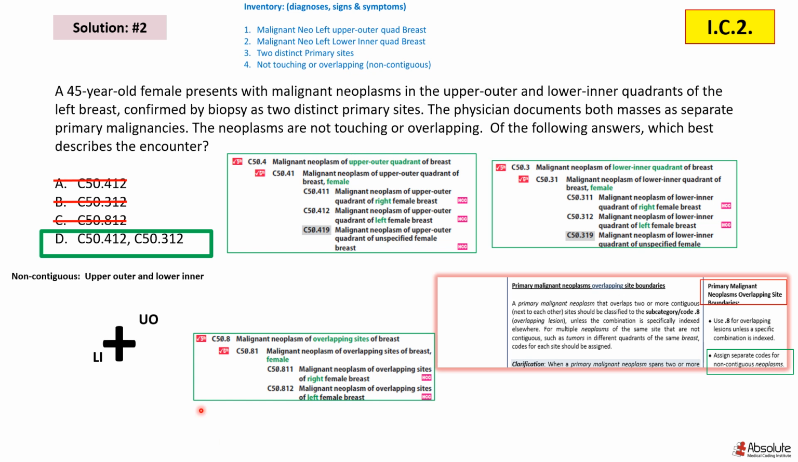And specifically, it's coding C50.4, malignant neoplasms of the upper outer quadrant of left female breast, and C50.3, malignant neoplasms of the lower inner quadrant of left female breast. Encoders, if you said D, way to go! But, coders, if you learned something, remember it is priceless.